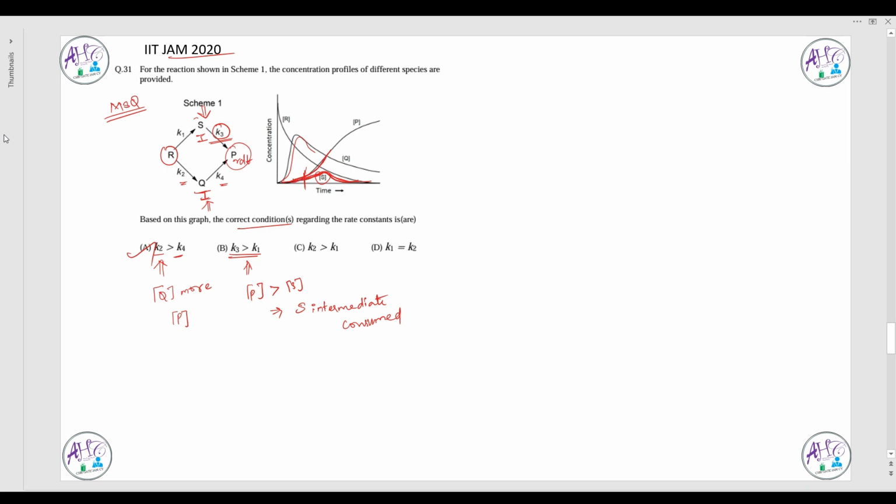the graphs are increasing. Exactly, the graphs are increasing. So what it means is the S intermediate is formed and consumed. This is going to form your product. So again, your option B is correct.